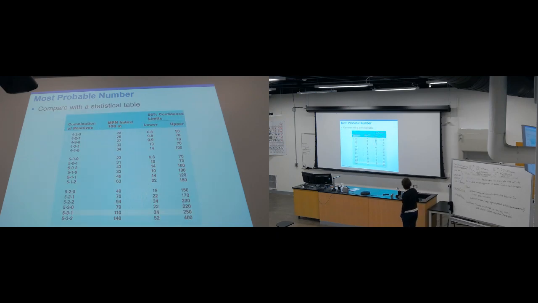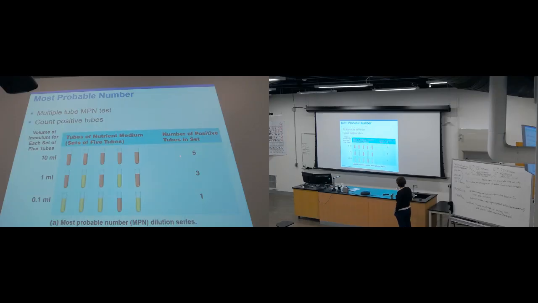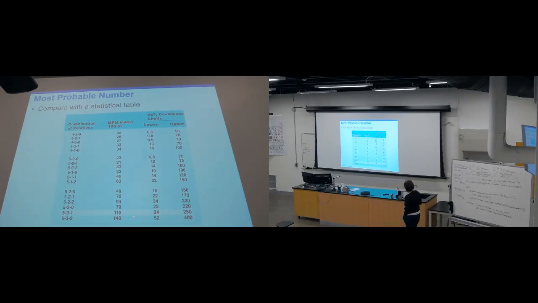So we have a table here that tells you the combination of positives in the first dilution, second dilution, and third dilution. So you go and find where is your 531, 5 positives, 3 positives in the next dilution, and 1 in the last. And then you go and find what is your potential number. So your lower count can be 34 and your higher count can be 250 with an index of 110.